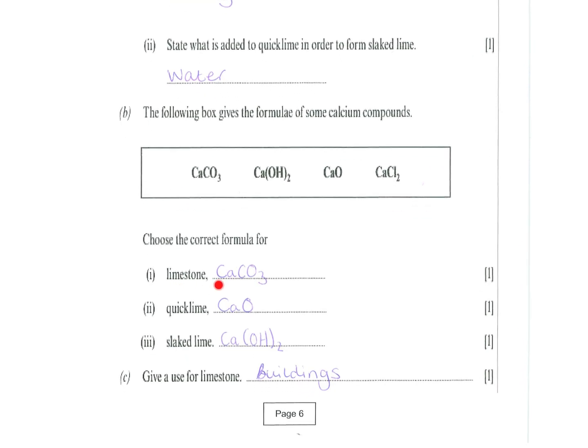Give the correct formula. So limestone is that one, quicklime is that one, and then slaked lime. And again, they're common names. So that's calcium carbonate, calcium oxide, calcium hydroxide. Give a use for limestone: buildings, making cement. They're your big ones you need to remember.